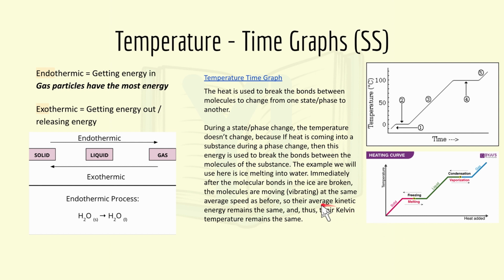The example we will use here is ice melting into water. And immediately after the molecules bond in the ice are broken, the molecules are moving or vibrating at the same average speed as before. So the average kinetic energy remains the same, and thus their Kelvin temperature remains the same. And we'll look into Kelvin temperature in a few minutes.